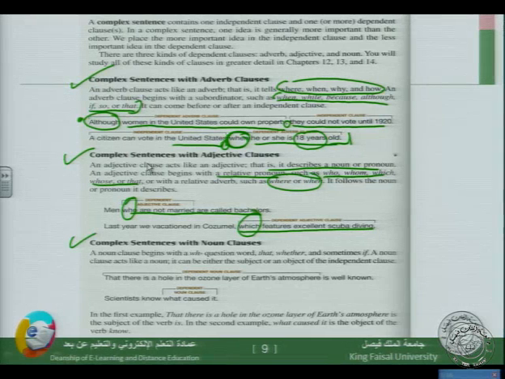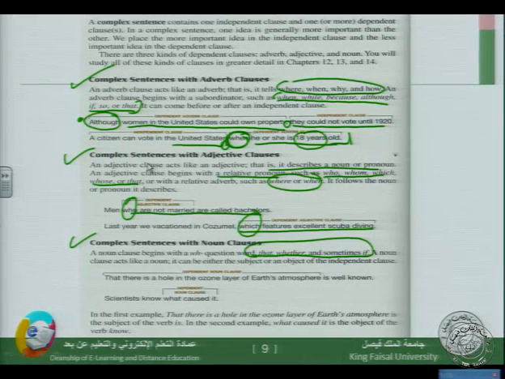Complex sentences with noun clauses. A noun clause begins with WH question, that, whether, and sometimes if. A noun clause acts like a noun, وظيفته as a noun. It can be either the subject or maybe the object of the sentence of the independent clause. لاحظوا that there is a hole in the ozone layer of Earth's atmosphere is well known.